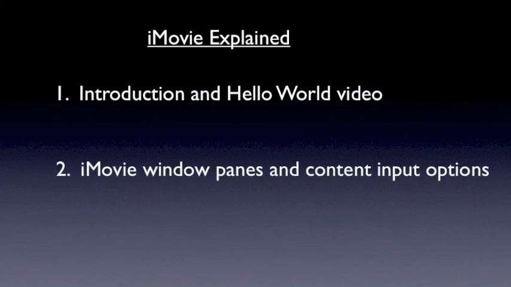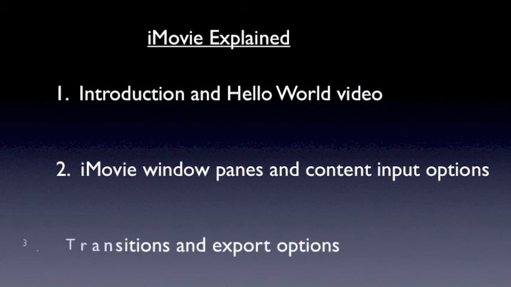So in the second video, we're going to go into the different regions or panes in iMovie, talk about what each one does and what you do with each one. And then we're going to go over some different options to get content into iMovie. So your pictures, your movies, your music, how to get it in there, and then manage it so that you're not taking up all of your hard drive space.